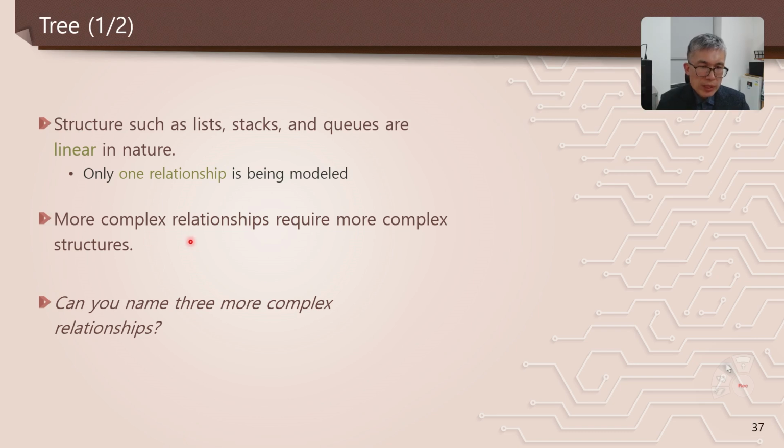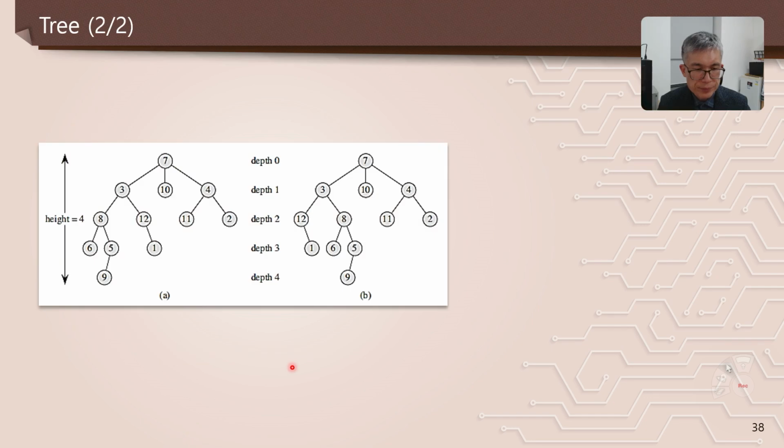More complex relationships require more complex structures like a tree or graph. Can you name 3 more complex relationships? 3. Binary search tree or binary tree, and graph. So this is a tree. A tree is a connected graph, but there is no cycle.